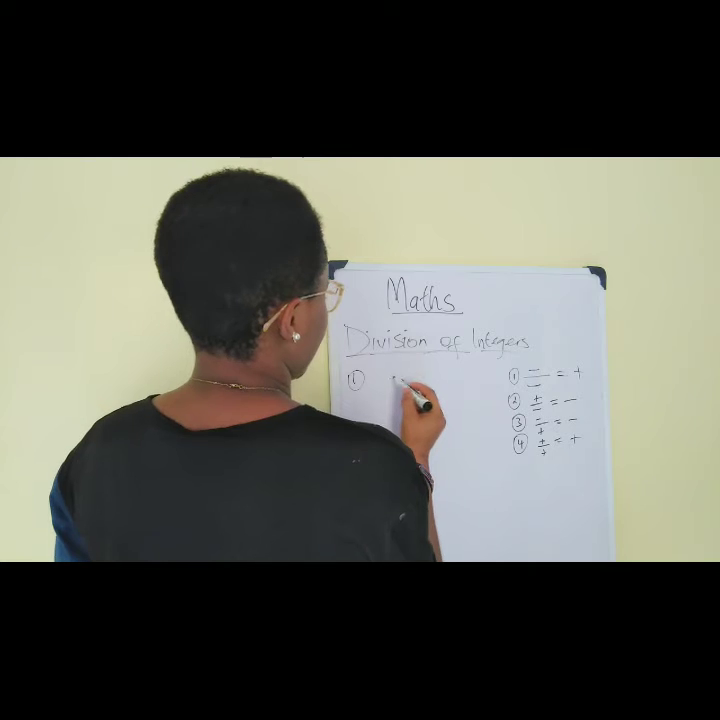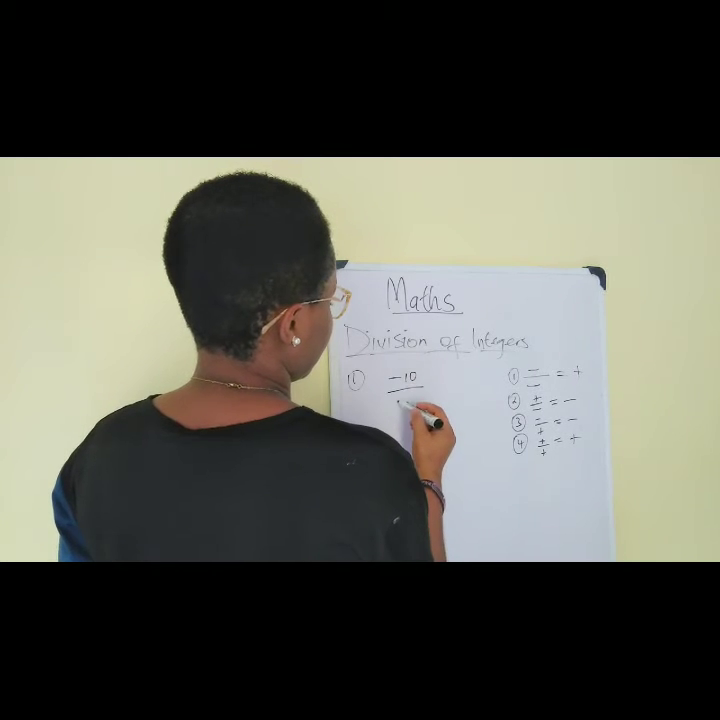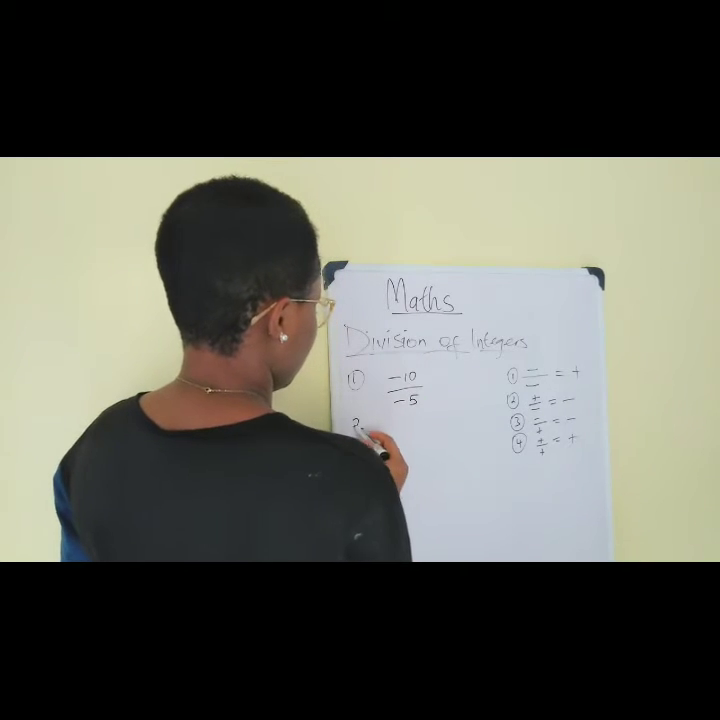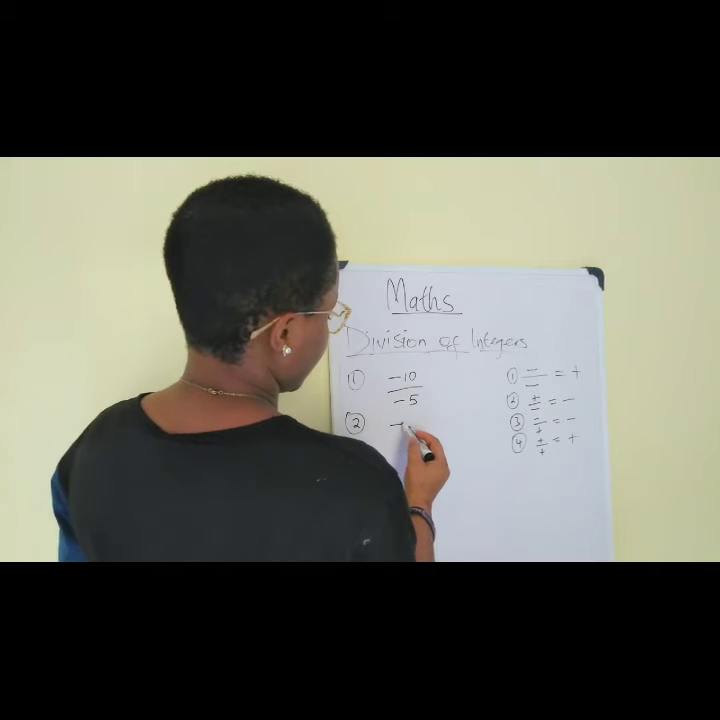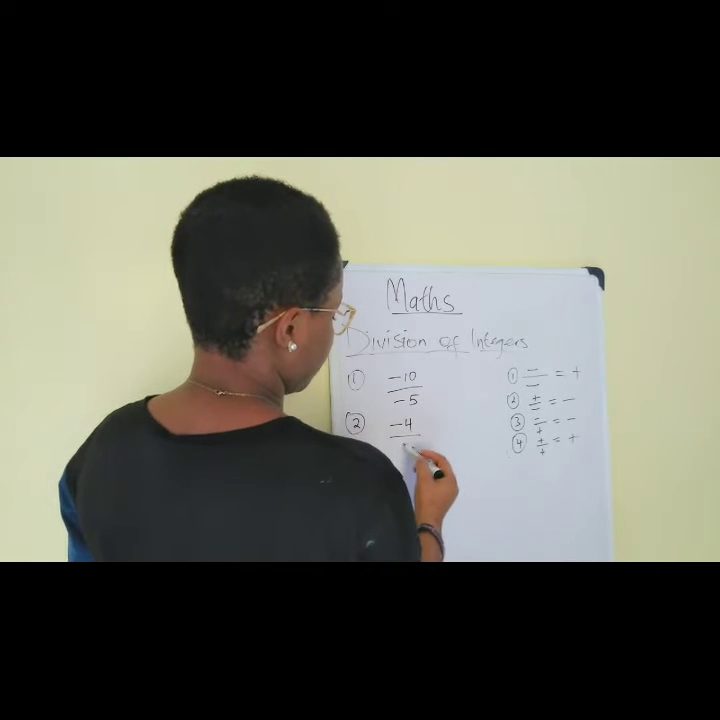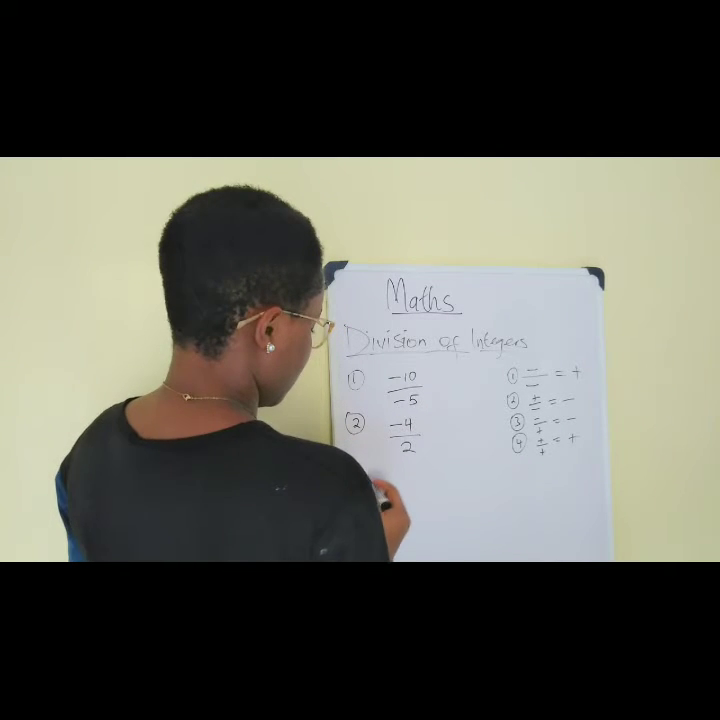Question 1. Negative 10 divided by negative 5. Question 2. Negative 4 divided by positive 2. Question 3.